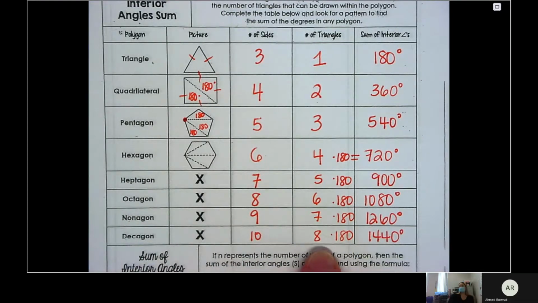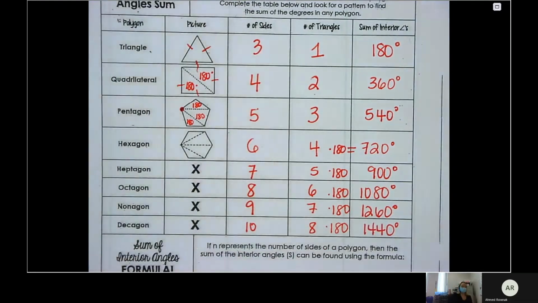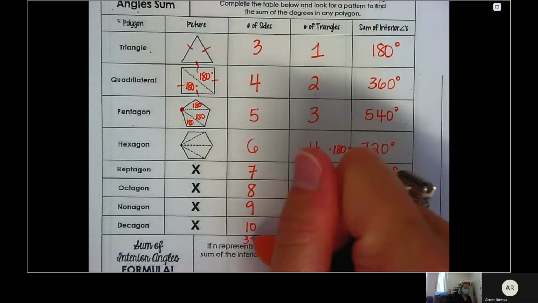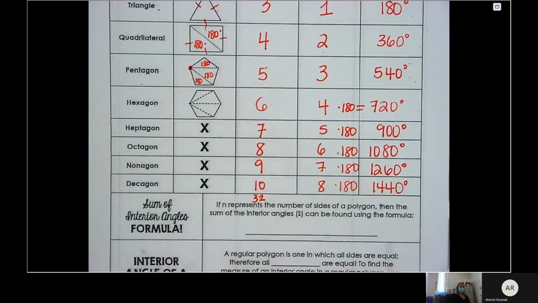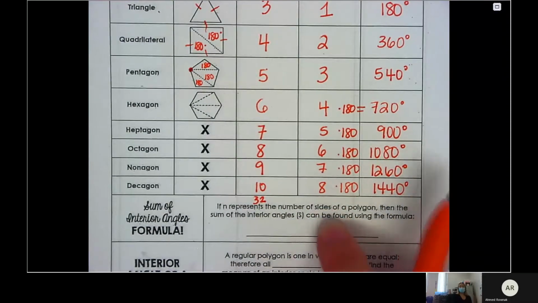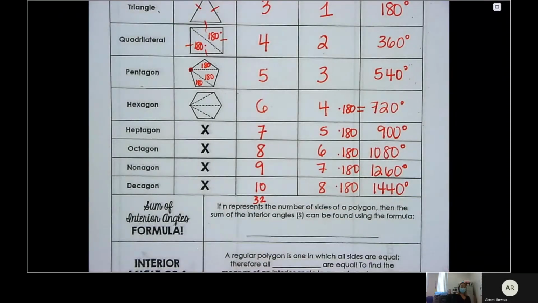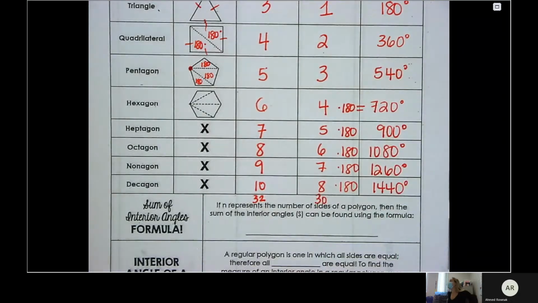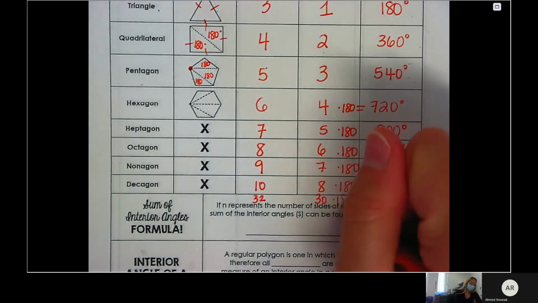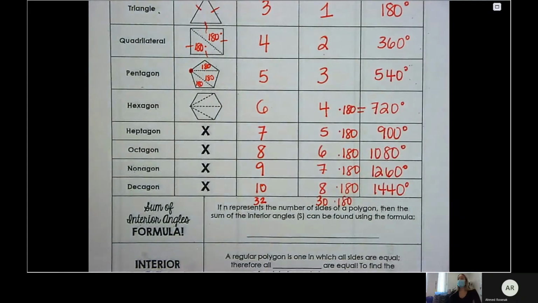of triangles. So what if I gave you a 32-sided figure? I don't even know what that would look like, but a 32-sided figure. How many triangles would be in a 32-sided figure? 30 triangles. And then what would you do with that 30 to figure out how many degrees are in it in total? You would multiply it times 180. Good. You just figured out the formula.